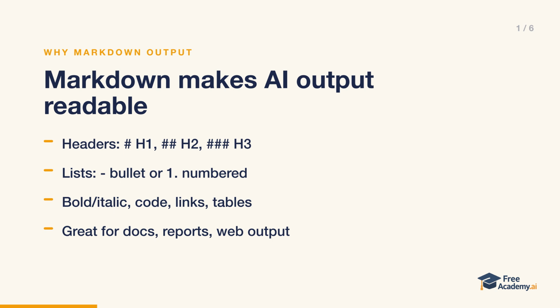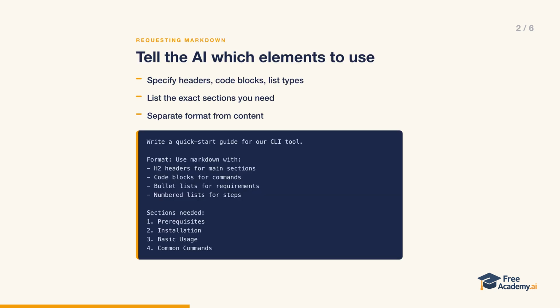Once you know these elements, you can ask for exactly the structure you want instead of a wall of plain text. The key to getting clean Markdown is telling the model exactly which elements to use and where.